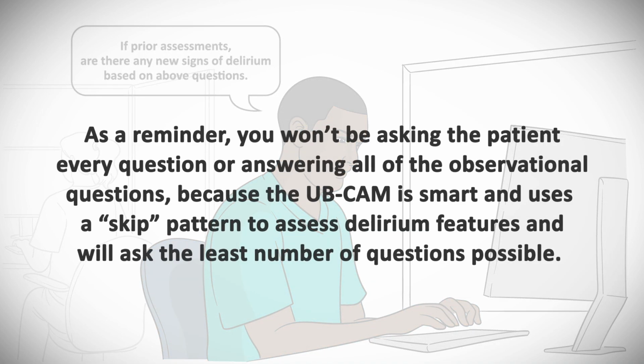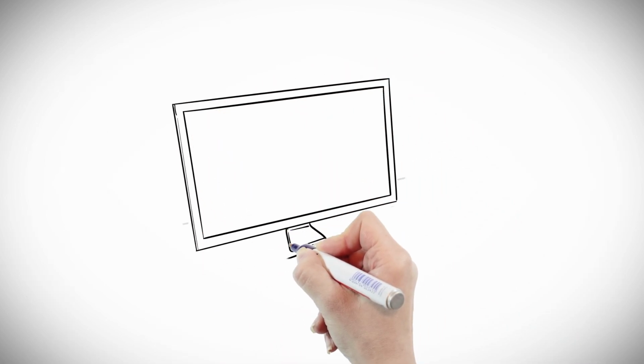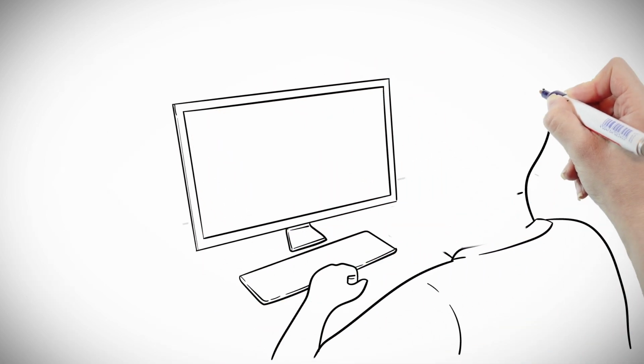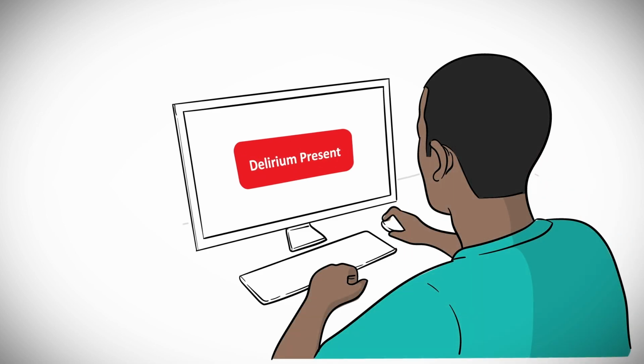As a reminder, you won't be asking the patient every question or answering all of the observational questions, because the UBCam is smart and uses a skip pattern to assess delirium features and will ask the least number of questions possible. Based on the combination of answers from the patient-facing questions and your observational questions, the UBCam will produce the result for you, saying if delirium is present or absent in the patient.